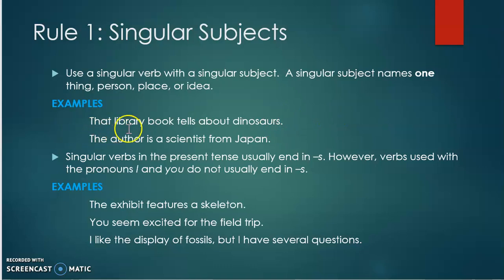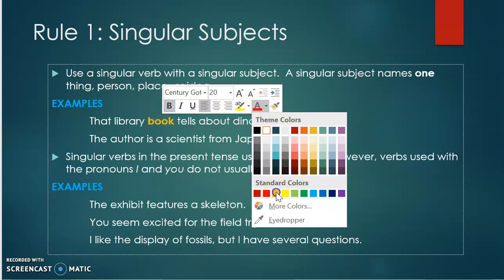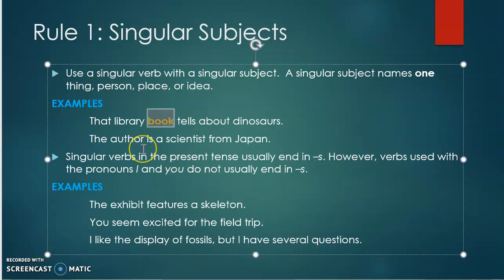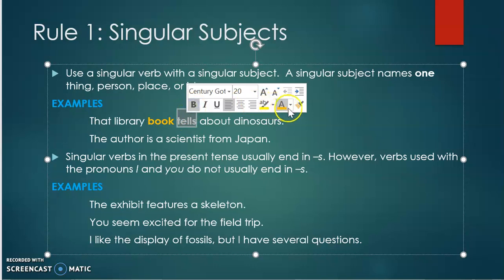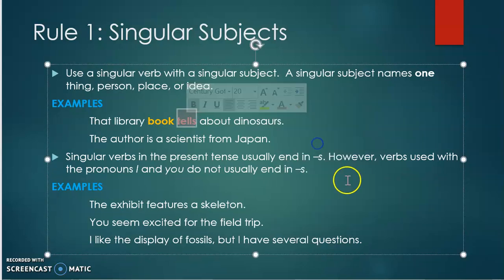For example, that library book tells about dinosaurs. In this case, book is our subject. What does the book do? The book tells. Tells is our verb. And if you look at these, you're going to notice something about the word tells, and I'll come back to that in a second.